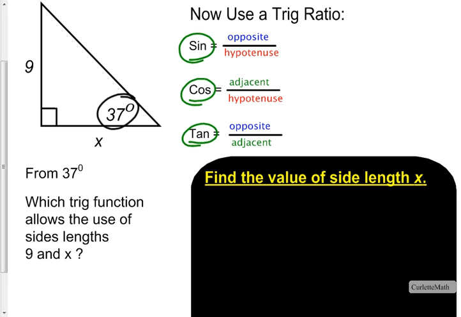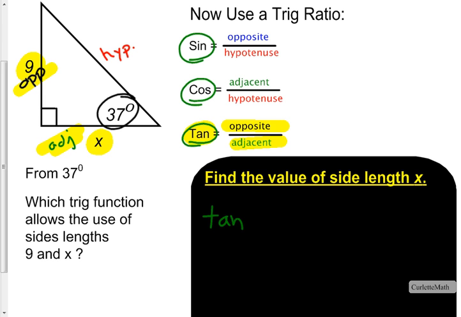Well, from this 37 degrees, we have our opposite side, our adjacent side, and our hypotenuse. Now, what is given to us? We are given the information of 9 and x. Well, that goes with opposite and adjacent. Well, that trig function then is the tangent. So we're going to use the tangent function.